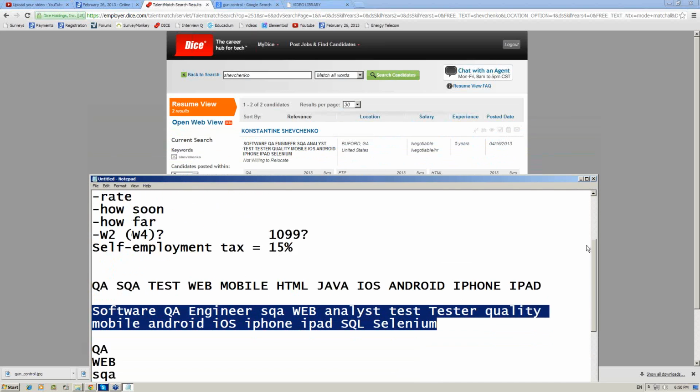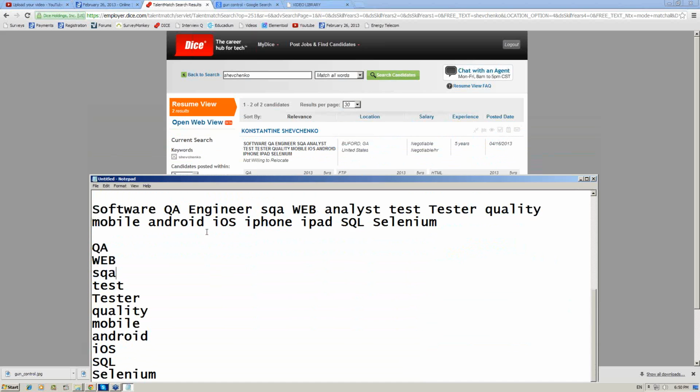So let's see. Software QA engineer, SQA, web. Okay, you do not have the word web here. Web is a critically important keyword. You are missing the word web. Tester, quality, mobile, iOS, Android, iPhone, iPad, Selenium. So you are missing SQL and web. Okay, working on it. Good.